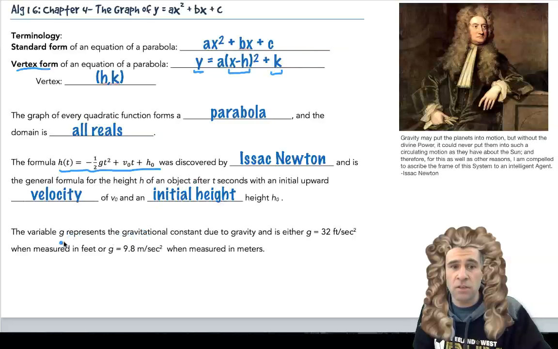Now g, make sure you understand this, is the gravitational constant, and it is either 32 if we're measuring in feet, or it is 9.8. So we're going to take a look at a few of those specific examples here.